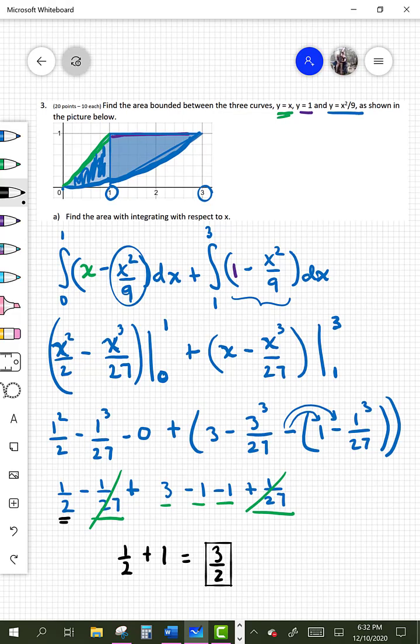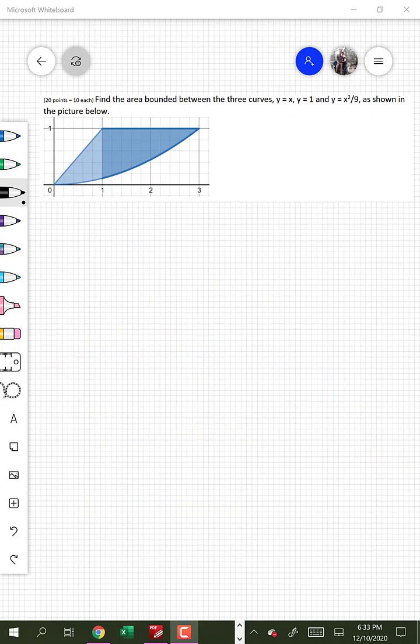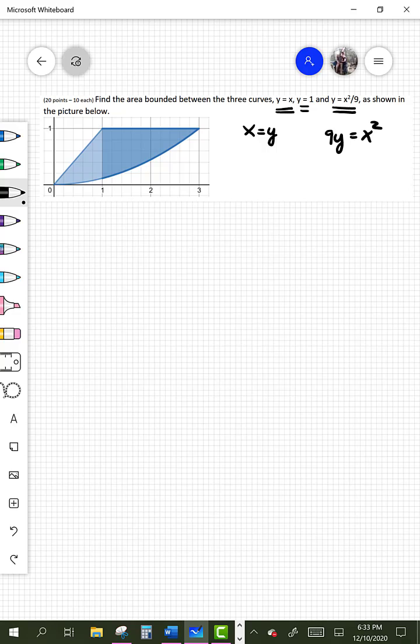So the second part is asking you to integrate with respect to y. Since we want to integrate with respect to y, we need to change our equations in terms of y. So x equals, well, x equals y. Y equals 1, I don't think we need that. And here, y equals x squared divided by 9. So if we multiply both sides by 9, we get 9y equals x squared. Take the square root of both sides, we get x equals plus or minus the square root of 9y. x is equal to plus or minus 3 root y.